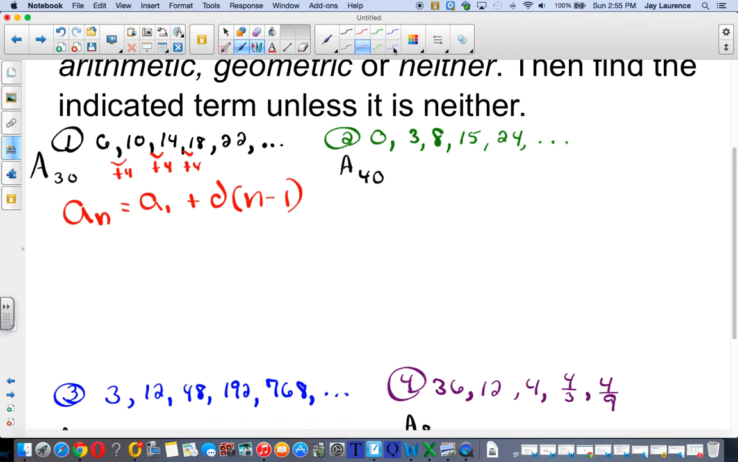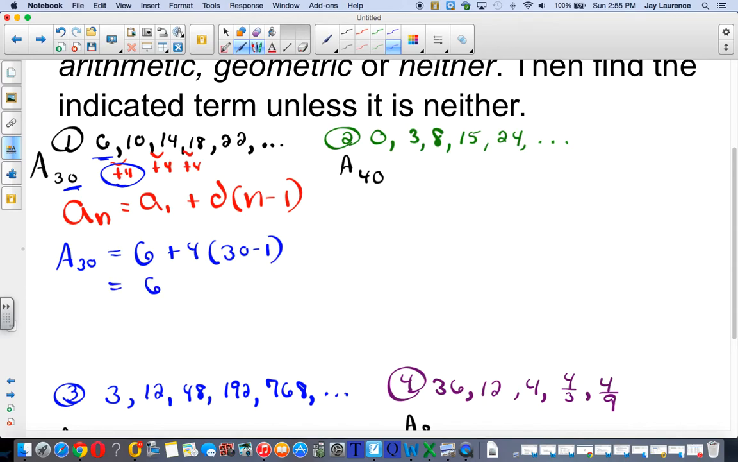Now, I am looking for a sub 30 according to what Mr. Laurence said, according to my instructions, right? So I put a sub 30 there. That means n is 30 right there. N is 30. A sub 1 is 6. How did I get it? It's the first term. D is 4. Where did I get that from? The plus 4. And I'm going to multiply that by n minus 1, which would be 30 minus 1.